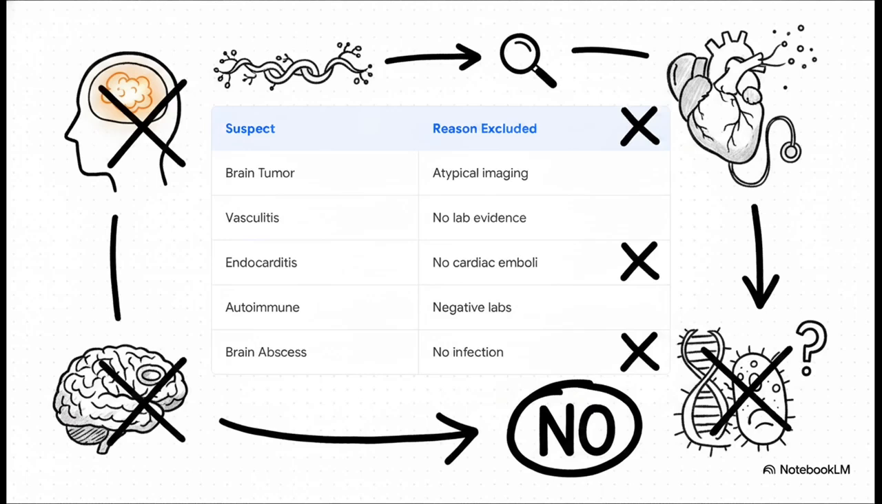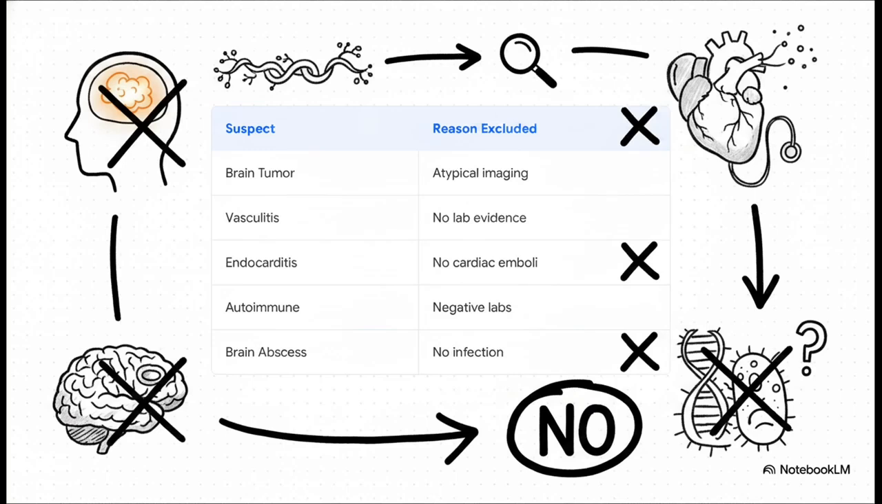Next up was cerebral vasculitis, which is an inflammation of the blood vessels in the brain. It causes progressive neurological deficits, so a pretty good suspect. But the team found 0 laboratory or radiological evidence to support it. Ruled out. Well, what about infective endocarditis with septic emboli? That's basically an infection in the heart sending tiny infected clots up to the brain. This definitely causes multiple neurological issues. However, the patient had no fever, no cardiac murmur, her blood cultures were negative, and an echocardiogram was totally clear.